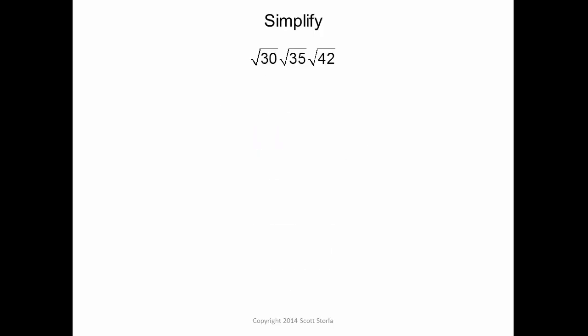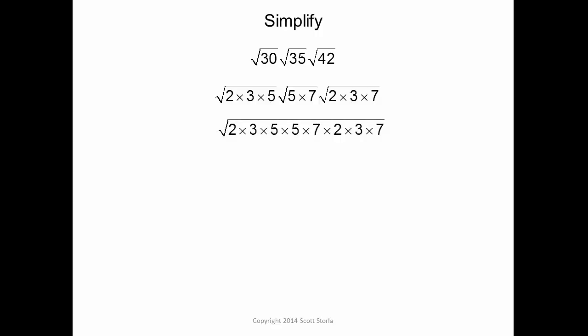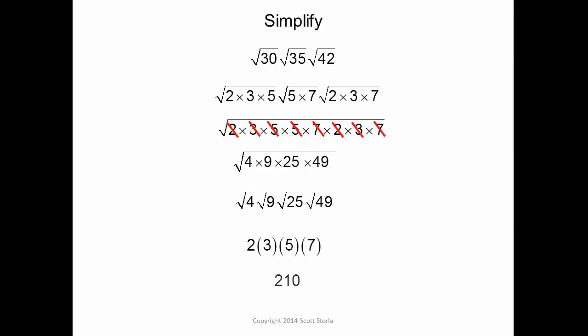And here's the last one. Here's my factorizations. Here's my single radicand after I use the product property. I've got a couple of 2's to give me a 4, and a couple of 3's to give me a 9, and a couple of 5's to give me a 25, and a couple of 7's to give me a 49, and I've used all my factors. What that implies is, after using the product property, simplifying, and multiplying, I'll just get 210.